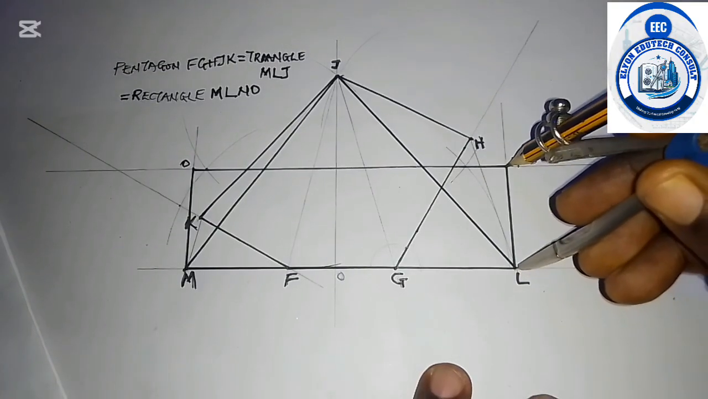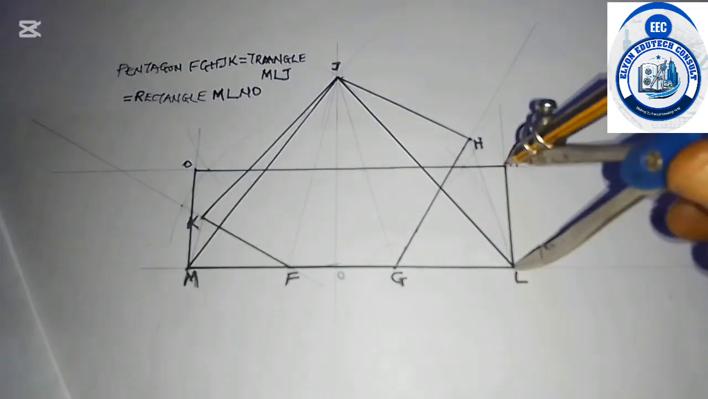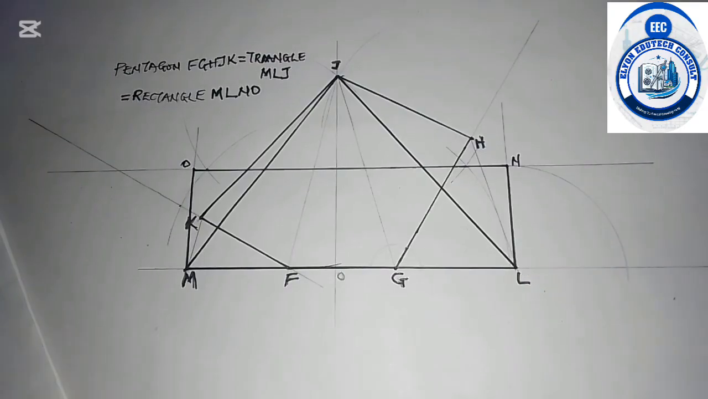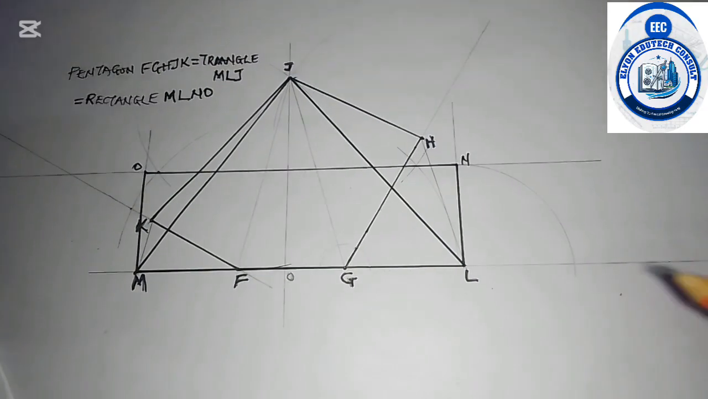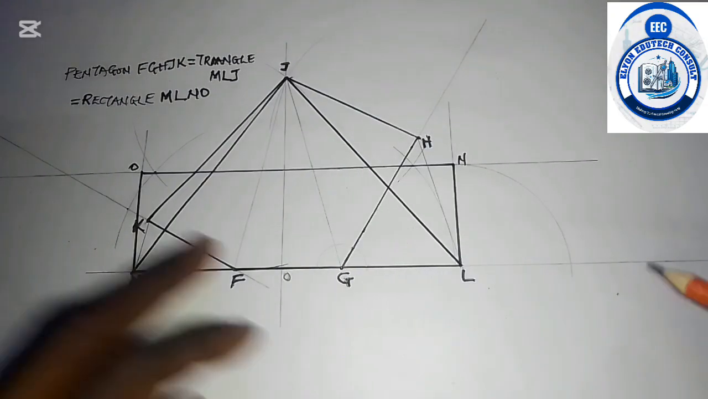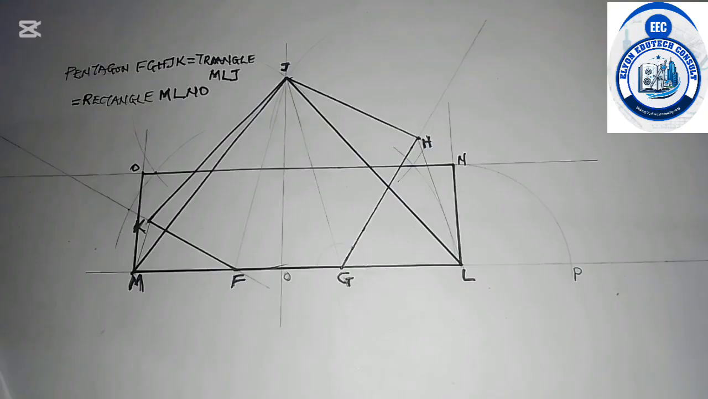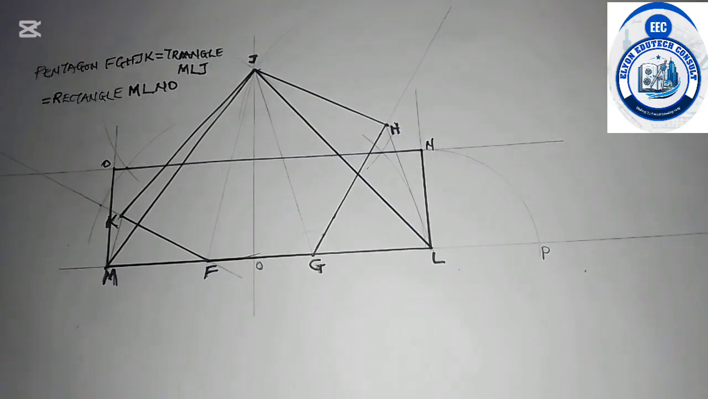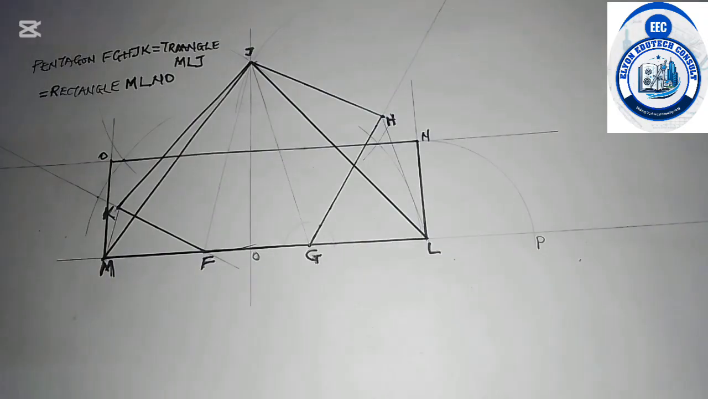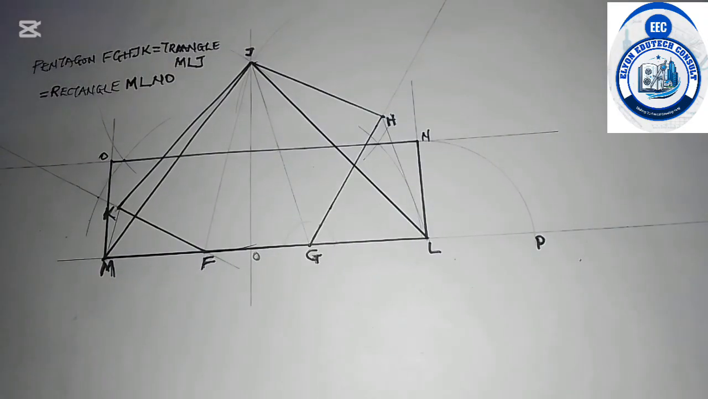So from here, produce an arc this way. Let the arc cut this line ML. So let's call this point P. I'm using P as that point there now. So the next thing I'm going to do, I will bisect MP. We know what it means to bisect, so we look for the midpoint.